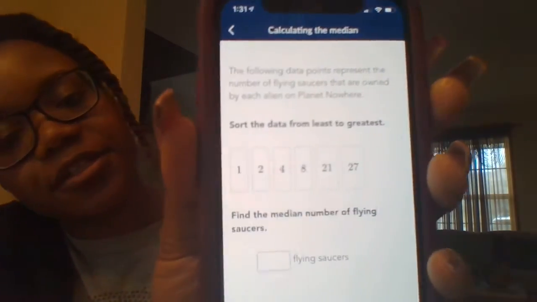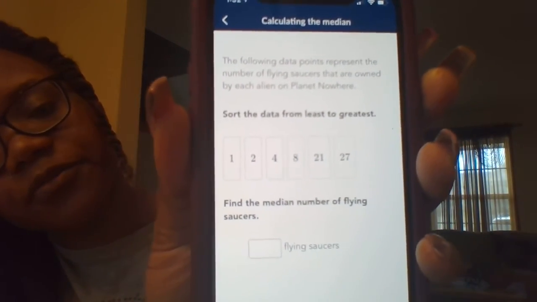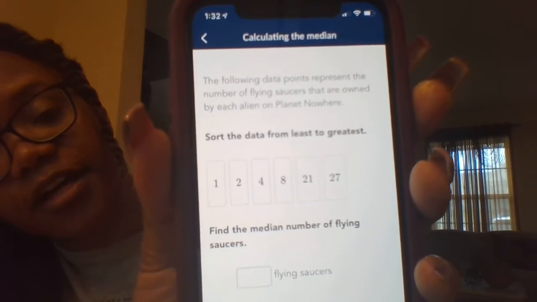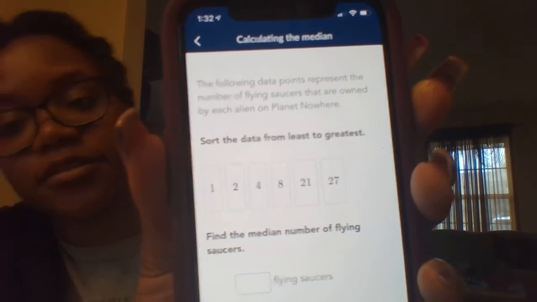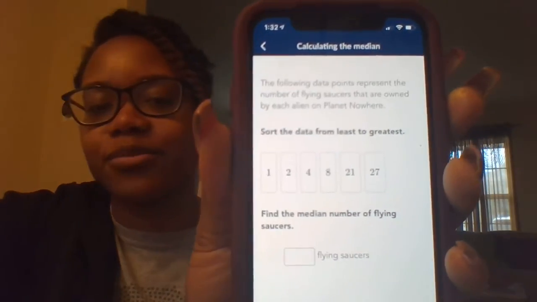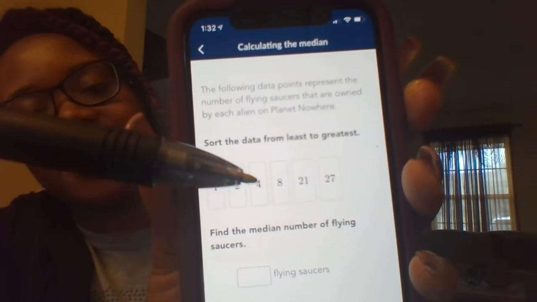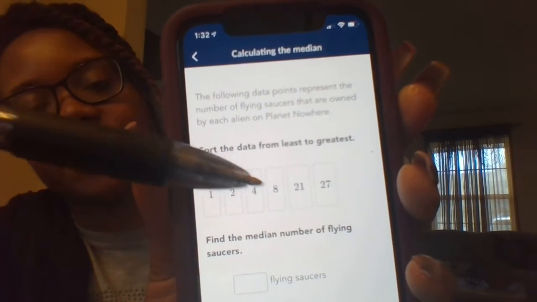This problem is very similar. I went ahead and already ordered them from least to greatest. The key difference is we now have an even amount of values, so there are 2 numbers technically in the middle. So we're looking for the number that is right in between 4 and 8. Again, some of you can visualize a number line in your head. You can see that 6 is right in between 4 and 8.